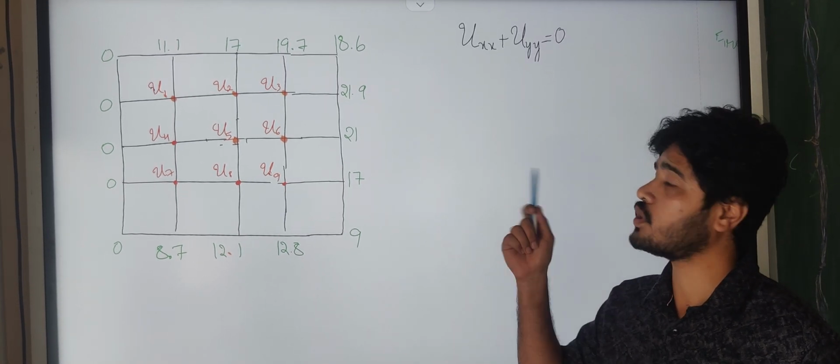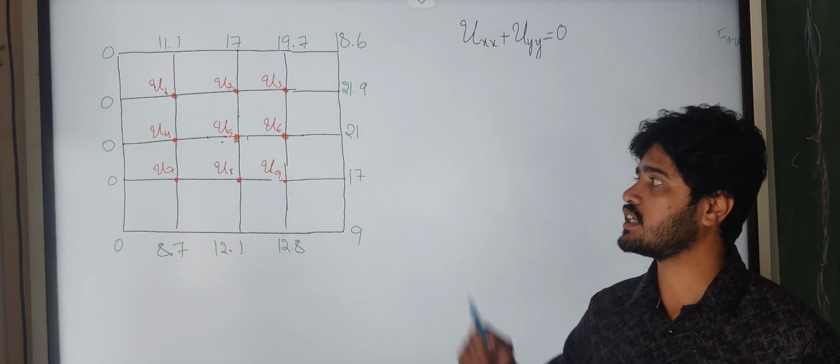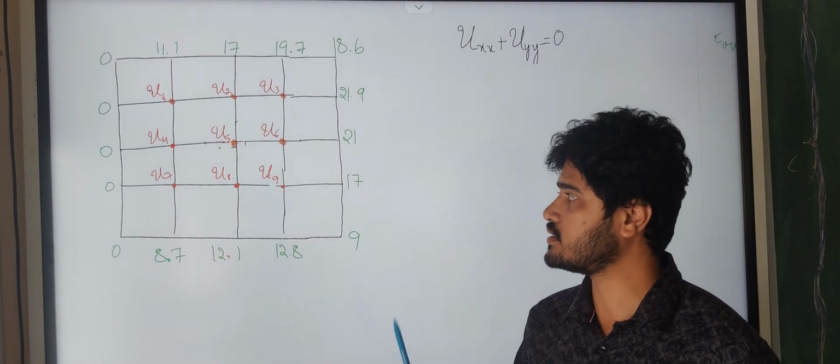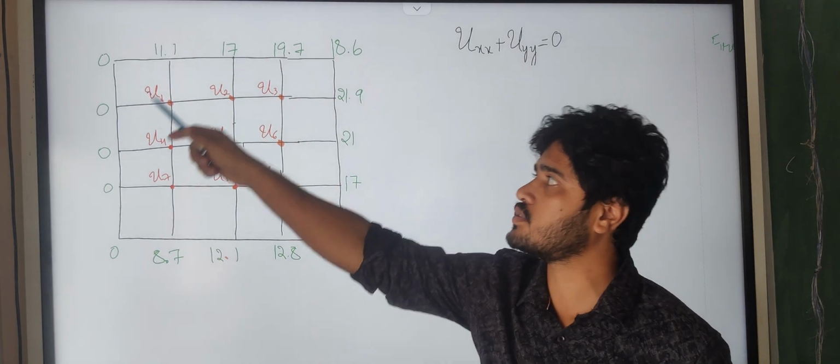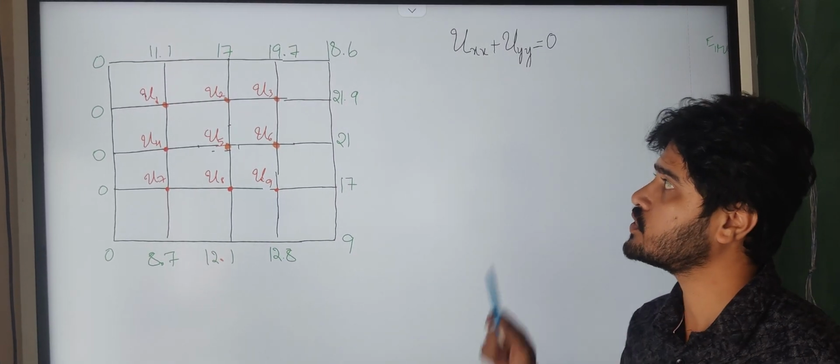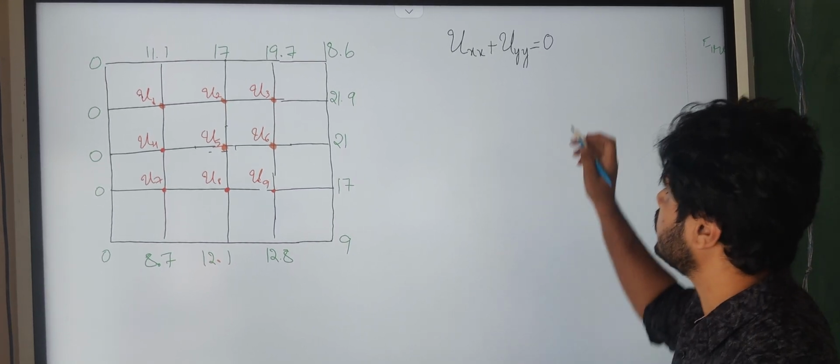Today I will show how to solve the Laplace equation when we have this mesh diagram. This mesh is divided into 16 squares, and also the boundary values are given here. What we have to do is using SFF and DFF.